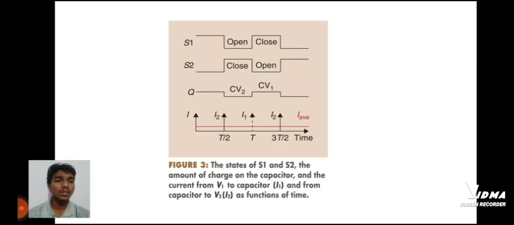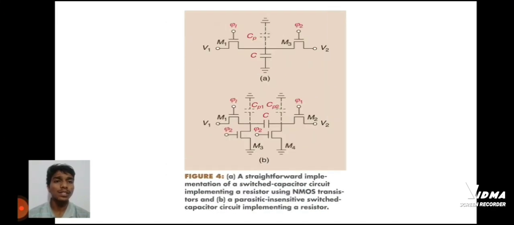The time is defined where t equals T by 2, the current I1 is an impulse function, and at time 3T by 2, the current is I2, which is also defined as an impulse function. Here, the switches are there. We can also implement this circuit using transistors.